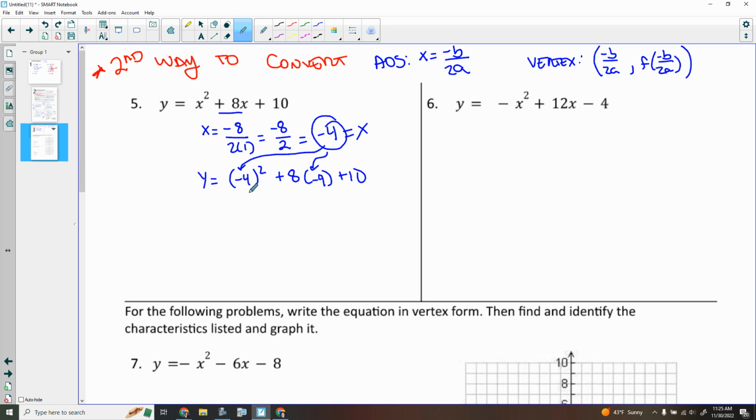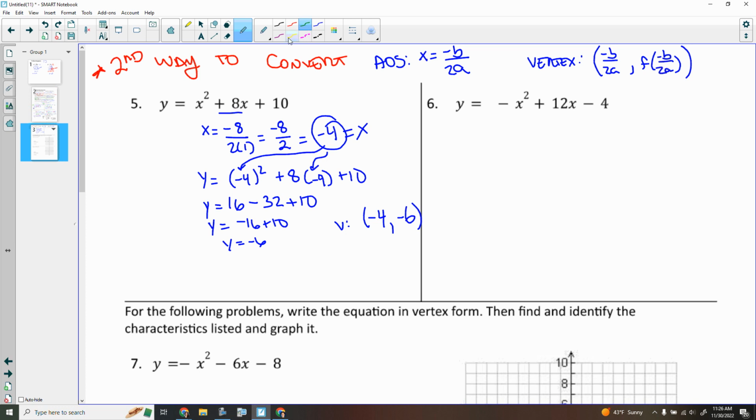So plugging all of that into a calculator at once, remember your parentheses, especially on this first term, make a difference. I'm going to have 16 minus 32 plus 10. I'm not using a calculator, so that's why it's taking me a second here. It's negative 16 plus 10, so y equals negative 6. Okay, so our vertex is at the coordinate point negative 4, negative 6.